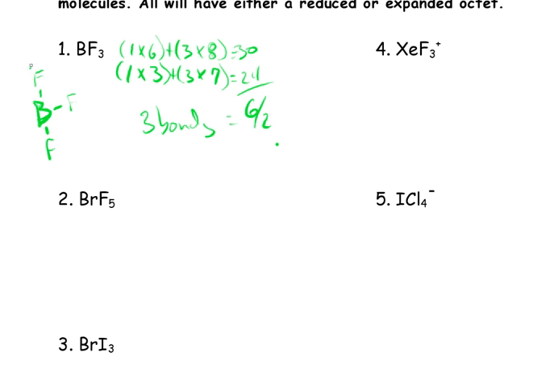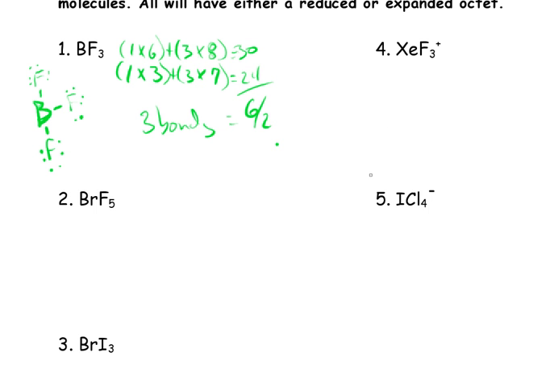And now let's go make sure that the fluorines are happy. And away we go. Cool. So that's going to make our boron happy, our fluorines happy. And that's how we do these reduced octets.